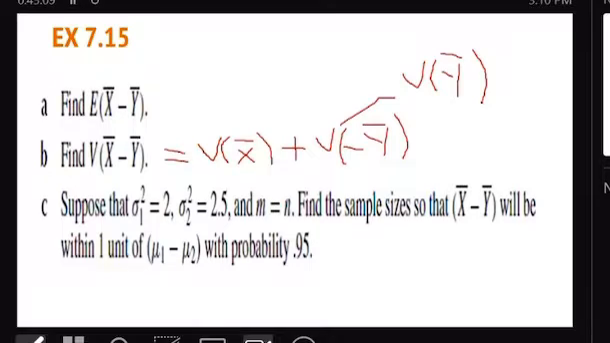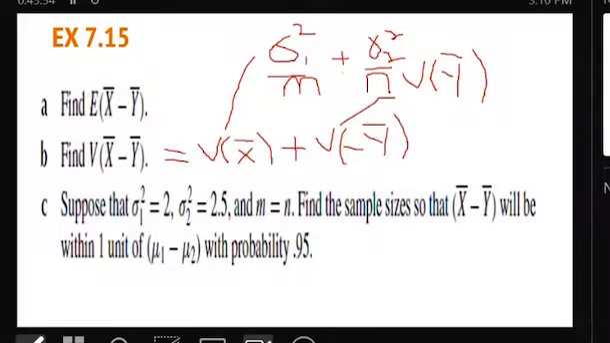Because we're told X and Y are independent, X bar and Y bar will be independent. And this is going to be sigma 1 squared divided by M plus sigma 2 squared divided by N. You're done.